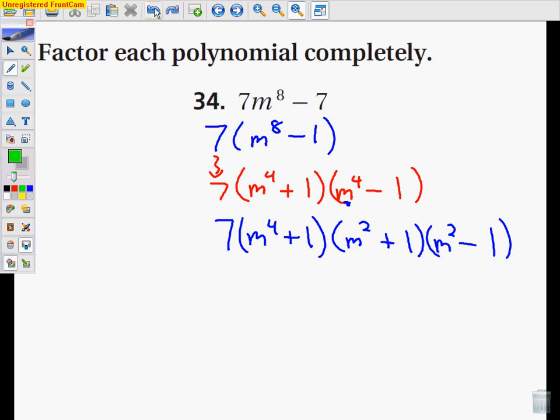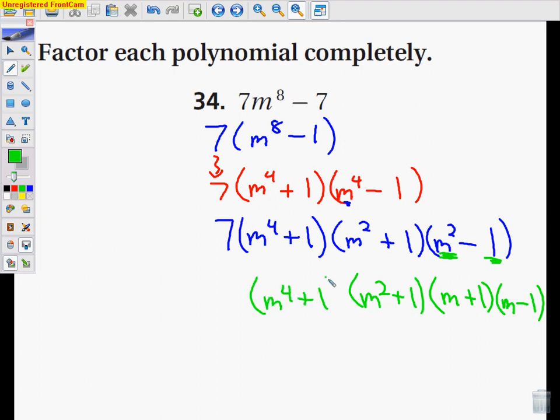Okay? So, we're going to take this one and break it up. The square root of m squared, that's m. The square root of 1, that's 1. 1's a plus, 1's a minus. And then I'm just going to bring down all of my other things. Do we have any other difference of 2 squares? No. All right. This is not a difference of 2 squares because m is not a perfect square.